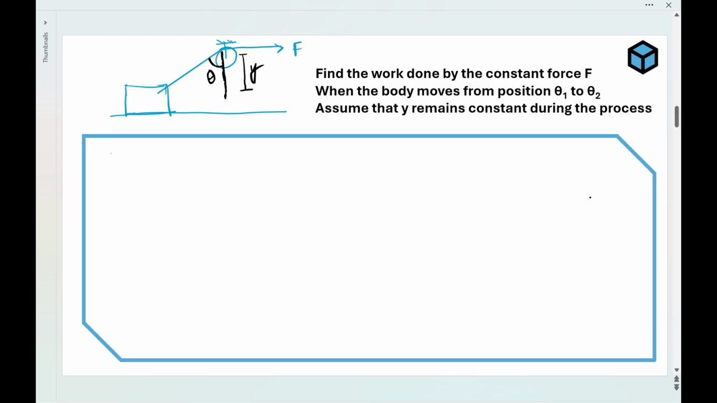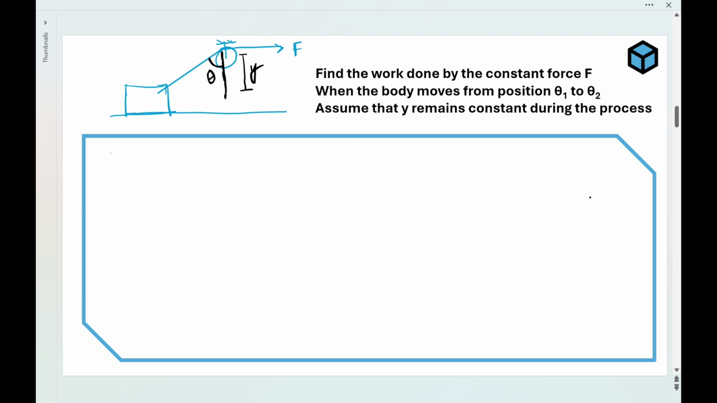So let me explain what this question is. The block is resting on the ground, we have tied it with a string, and we have passed the string over the pulley and we are applying a constant force F. So theta is the angle between the string and the vertical from the pulley.